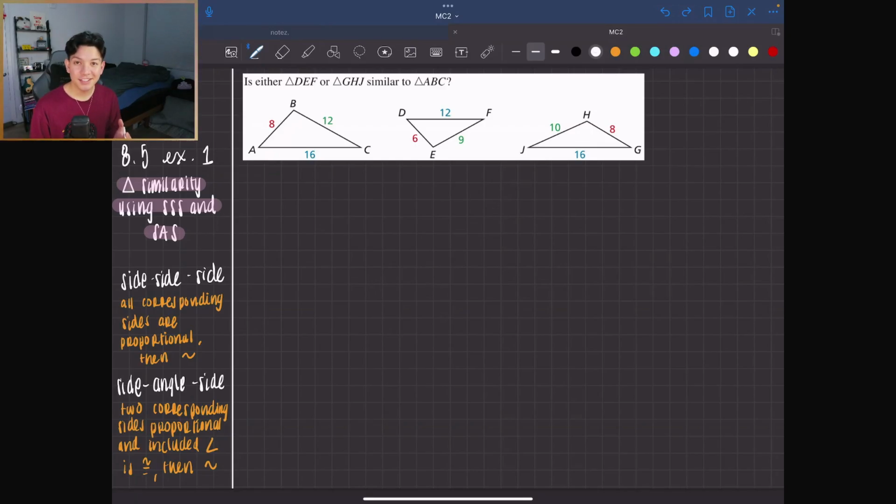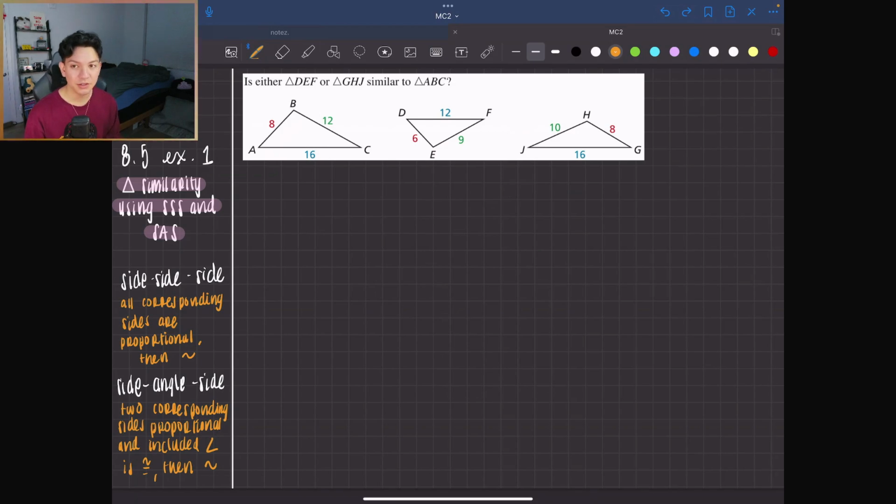All right, in this next section, we're going to be talking about how we can use the SSS and the SAS triangle similarity theorem to prove that two triangles are similar. So let's take a look at this first example. Is either triangle DEF or triangle GHJ similar to triangle ABC? This is basically telling us which one of these triangles is similar to ABC.